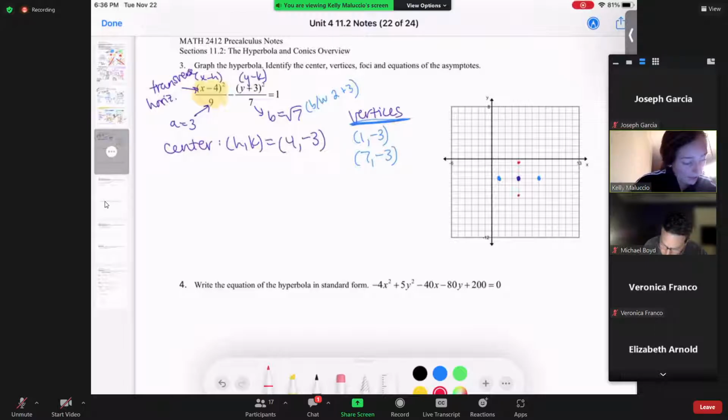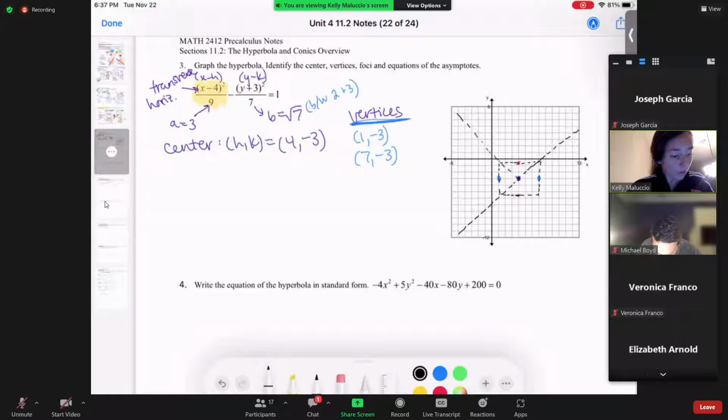And my box, if I wanted to sketch that box, it looks like this. Oops, well, it's not perfect, but I had a little dip over here for some reason. So my box looks like this, right? And so I know that my asymptotes, we'll have to figure out what those equations are, but they're going to look something like this, right? Because they go right diagonal through the box, okay? And so let's get those.